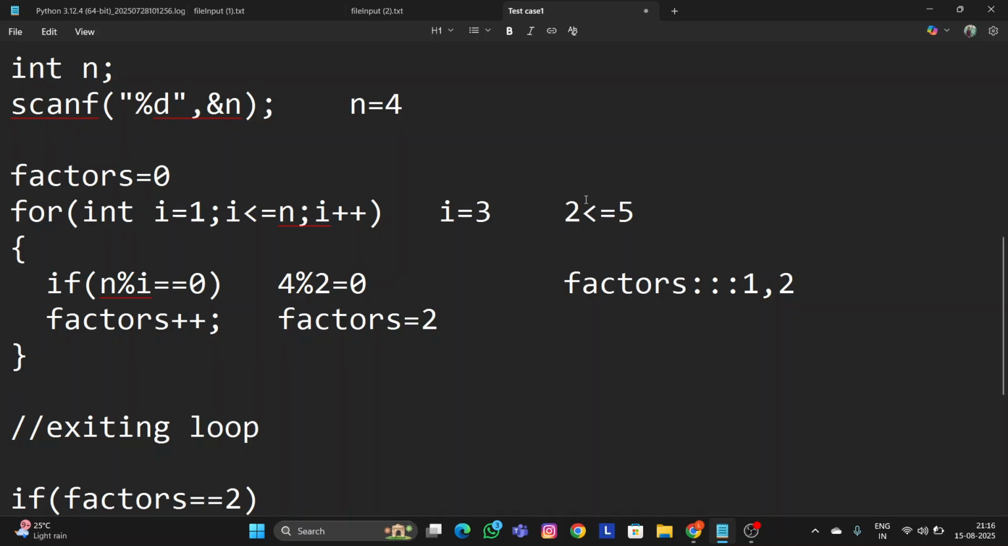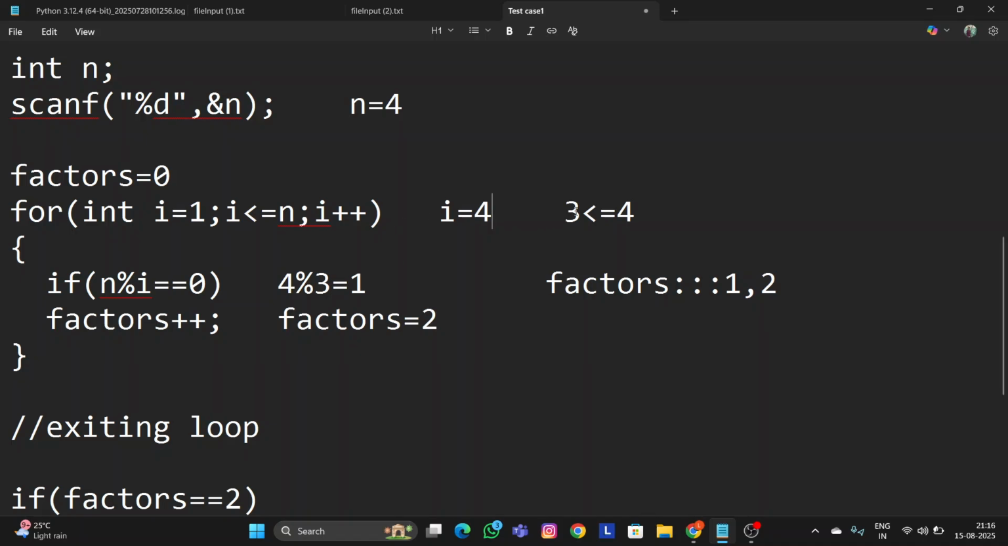i becomes 3. Is 3 less than or equal to 5? Yes. Sorry, here it is 4. So is 3 less than or equal to 4? Yes, the condition is true. I will check with 4. 4 modulo 3, what is the value? 1. So it is not equal to 0, so 3 is not a factor of 4. I will increment the i value.